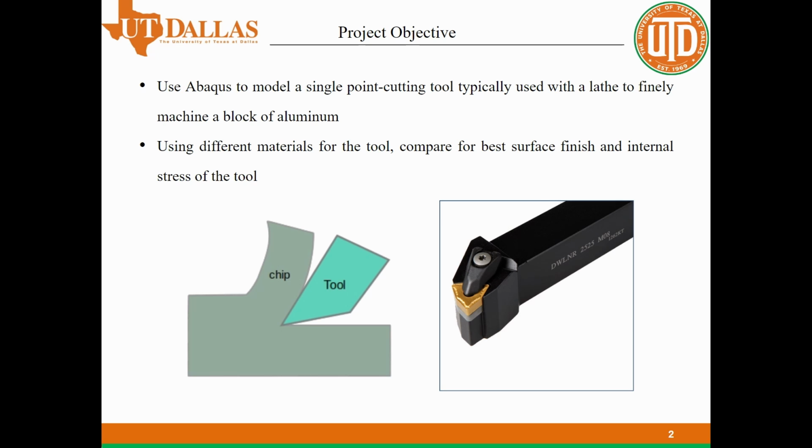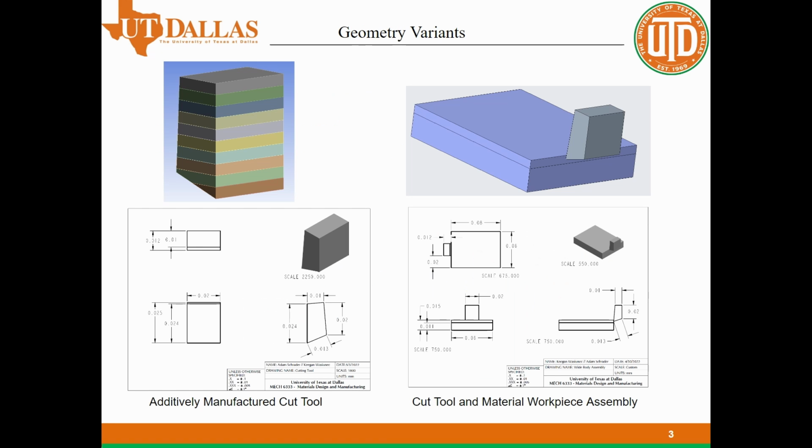The experiment is performed by varying the materials for the cutting tool, where we investigate the surface finishes and internal stresses imposed on the tool after operating on the workpiece. Here are the geometry variants. The assembly created for our simulation consists of an additively manufactured cutting tool and a workpiece of material. This slide also shows the engineering drawings of the devices with the dimensions we used.